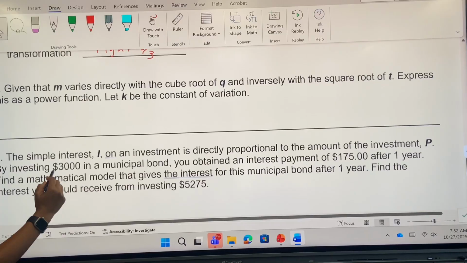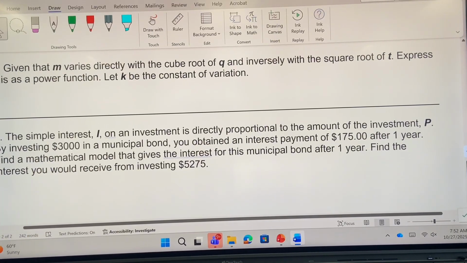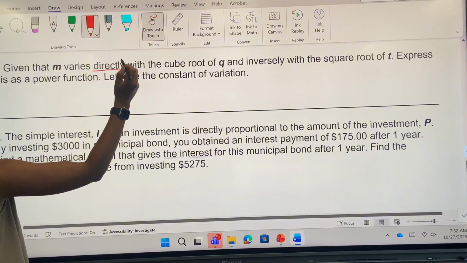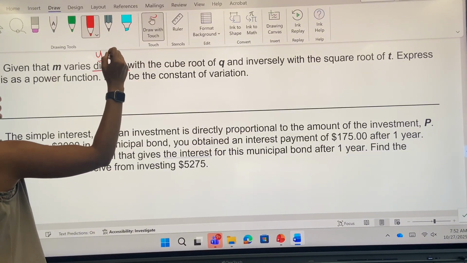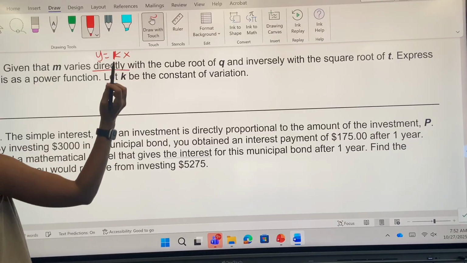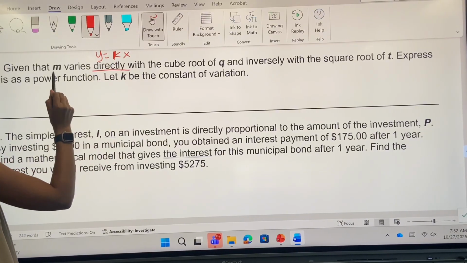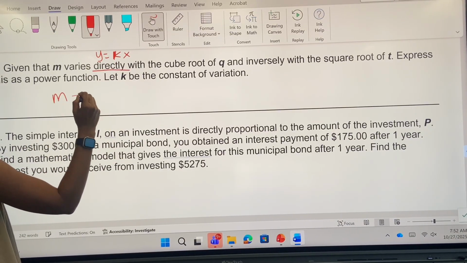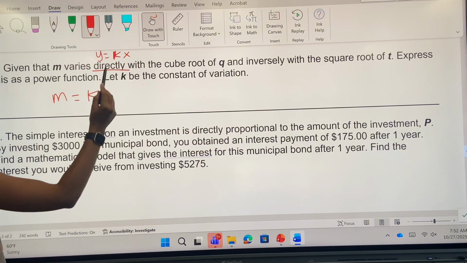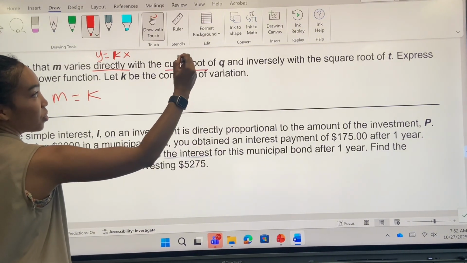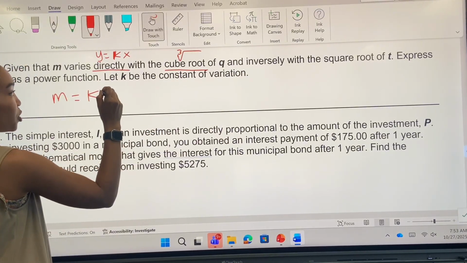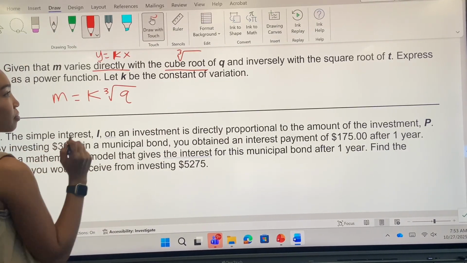Let's look at the direct variation and all of those type of problems. So m varies directly. That's this equation, y equals k times x. However, in this case, instead of saying y varies, they're saying m varies. So it'll be m equals, this is your constant, you'll always have that. It varies directly with the cubed root. That looks like this, the cubed root of q.